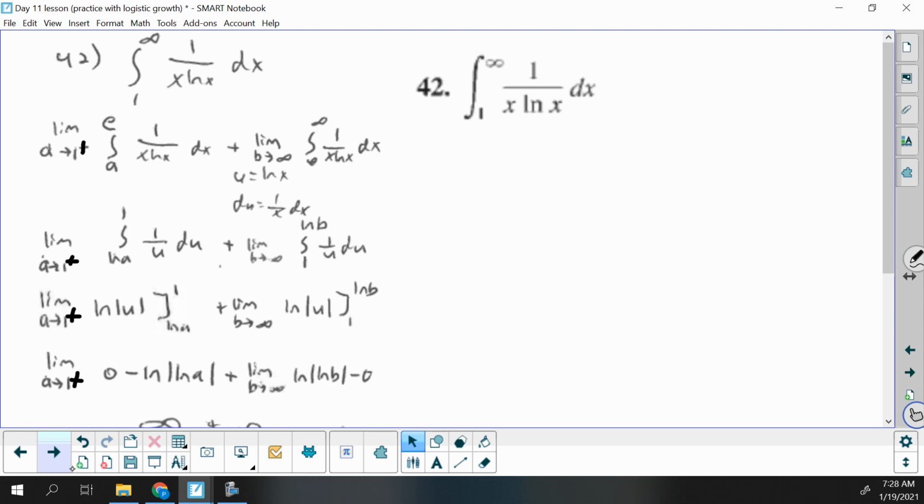And 42, we've got 2 issues. The 1 is a problem because natural log of 1 is 0, and we've got infinity. So our improper integral needs 2 parts. We're going 1 from the right, and we're going to infinity for our b. So a quick u substitution, use natural log of x, du is 1 over x, so you get 1 over u. Antiderivative would be natural log absolute value of u. Our bounds got changed to natural log of a and 1, and then 1 to natural log of b. Fill those in.